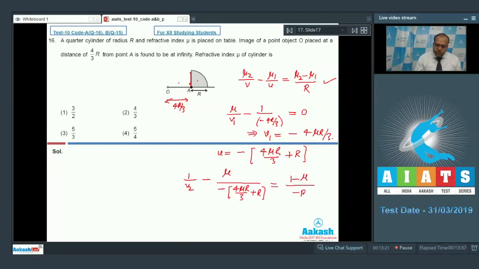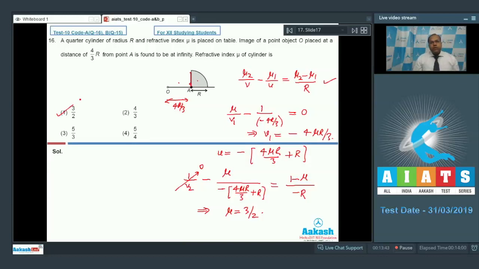With sign convention, R can be written as minus r. Since the image is formed at infinity, the value of v2 approaches infinity, so this part becomes 0. If I solve the remaining equation, the value of mu comes out to be 3 by 2. So option 1 is the correct answer.